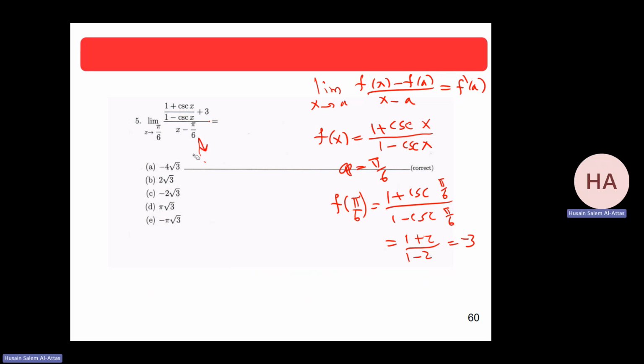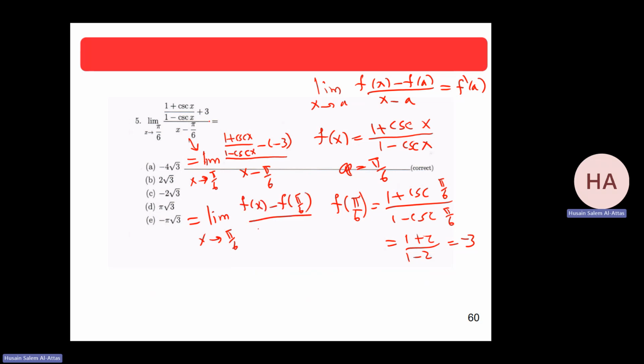So this limit, I can write as the limit as x goes to pi over 6 of this function minus 3. So it will be the limit as x goes to pi over 6 of f of x minus f of pi over 6 over x minus pi over 6. So this will be f prime at pi over 6. I think this is a too lengthy problem.